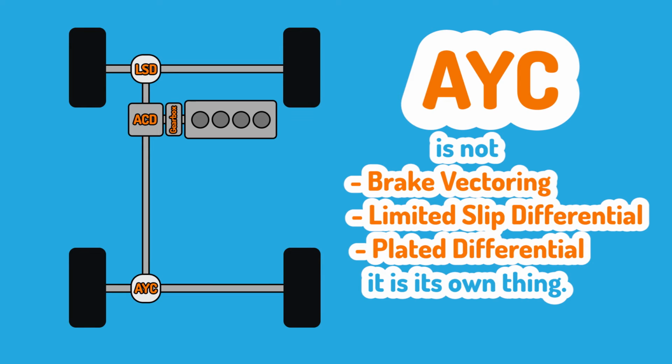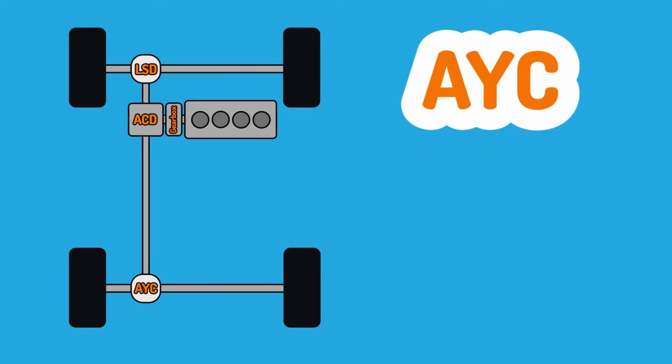It is, in my opinion, better than those because brake vectoring and limited slip differentials have limited capabilities. Limited slip diffs and brake vectoring will mainly focus on limiting the slip of the unloaded wheel. And by limiting the slip to the unloaded wheel, it will keep a percentage of torque going to the loaded wheel, but the majority will always go to the unloaded wheel.